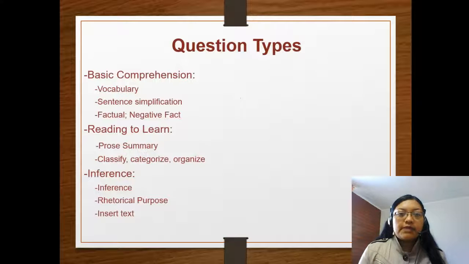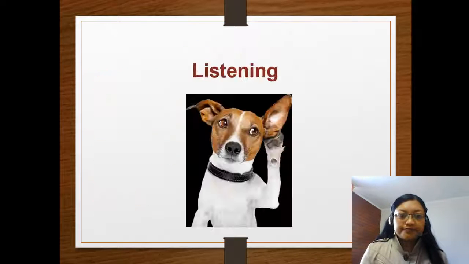Question types, very important. Basic comprehension such as vocabulary, sentence simplification, factual, negative fact. Also, reading to learn, prose summary, so that you can be able to summarize, classify, categorize, and organize information. Inference, of course, rhetorical purpose. What was the author's intention in writing that kind of text? And also insert text, like for example, you are given different possibilities to fill out a blank. You have a blank within your text, and you need to insert the idea that best fits in that space.